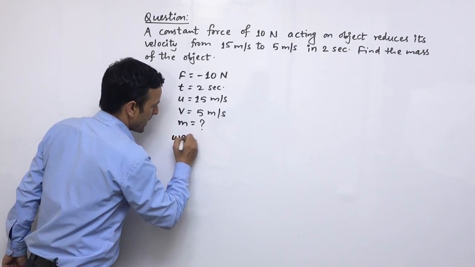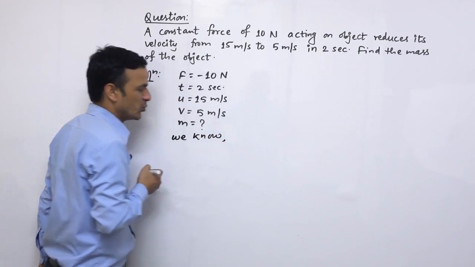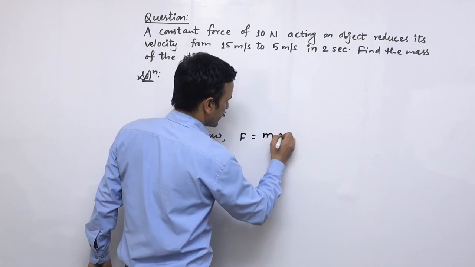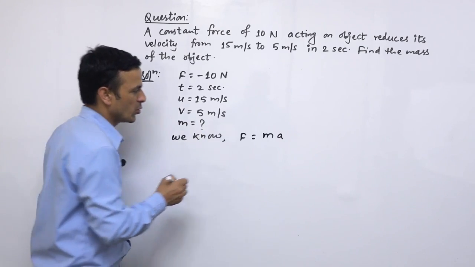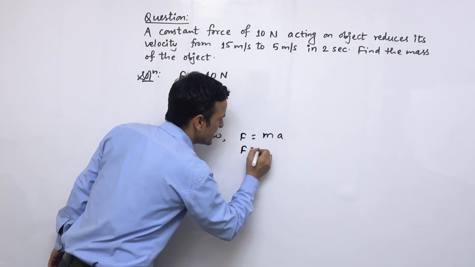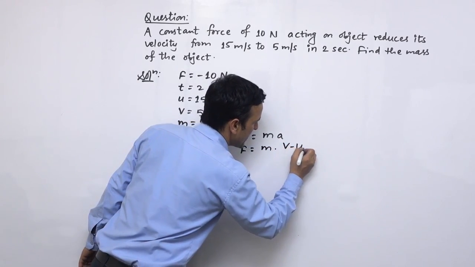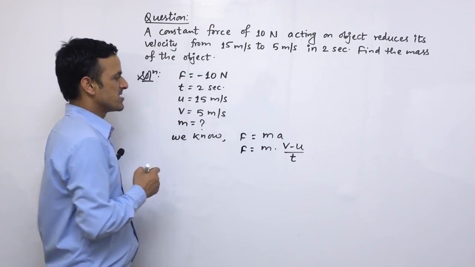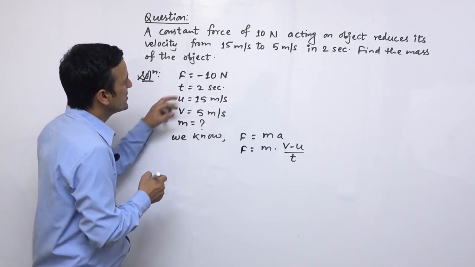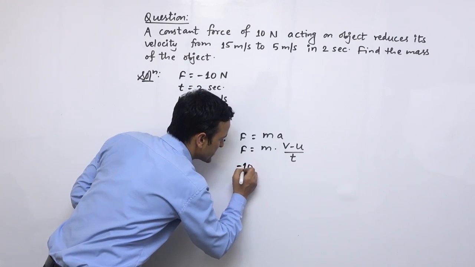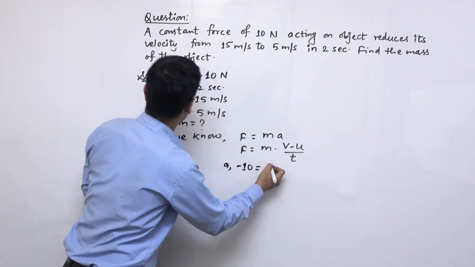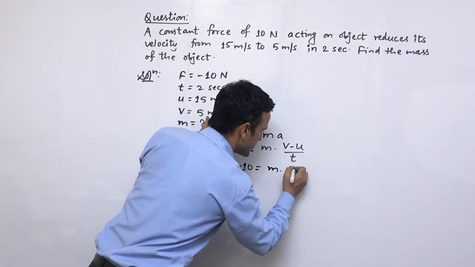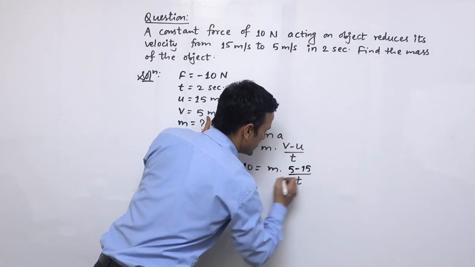From this information, we can use the formula F is equal to ma. But acceleration is not given here, so we can write the acceleration like this: a is equal to v minus u divided by t. This is the formula of a. From this formula we can find the mass. So write down the values. F is equal to -10, mass is unknown, and v minus u means 5 minus 15, divided by t.